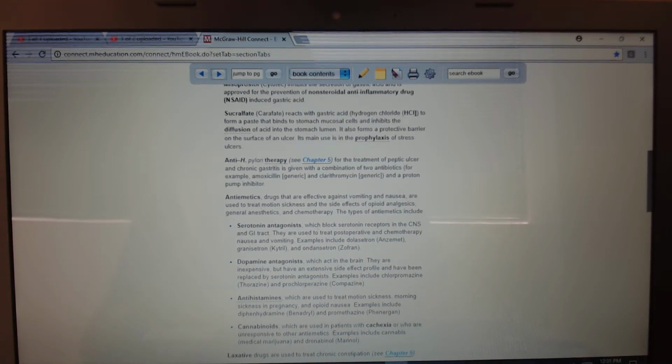Sucralfate, which is Carafate, reacts with gastric acid, hydrogen chloride, to form a paste that binds to stomach mucosal cells and inhibits the diffusion of acid into the stomach lumen. It also forms a protective barrier on the surface of an ulcer. It's mainly used in the prophylaxis of stress ulcers.